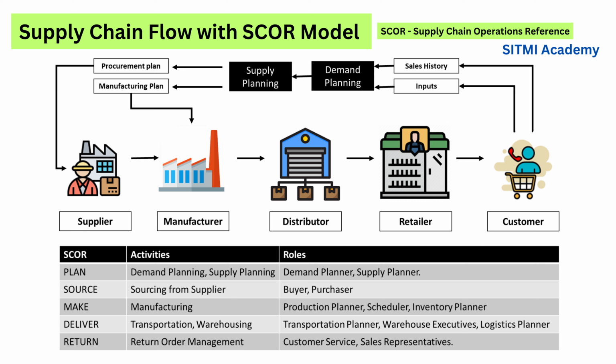The make process refers to manufacturing the product. Key roles here are production planners, schedulers, and inventory planners who ensure the right products are built at the right time. The deliver process is all about logistics, moving goods through warehouses and transportation networks. Here, logistics planners, transportation planners, and warehouse executives take the lead.